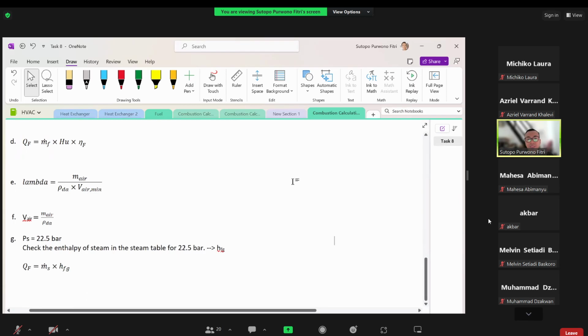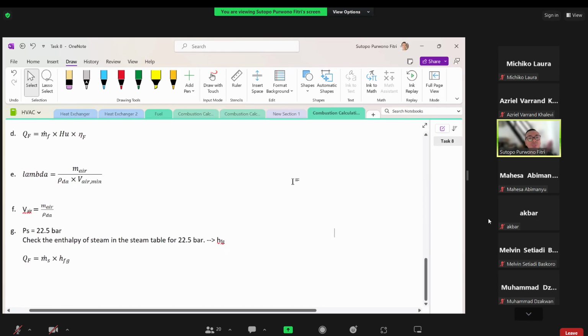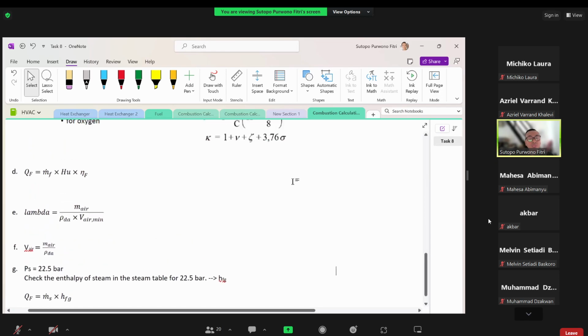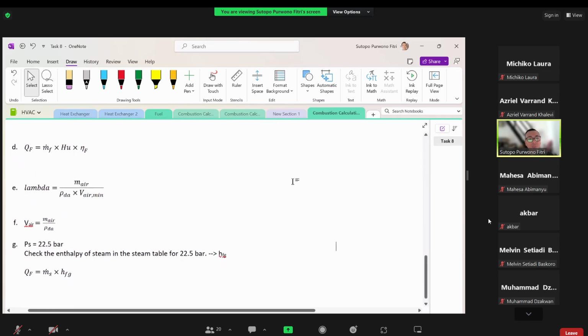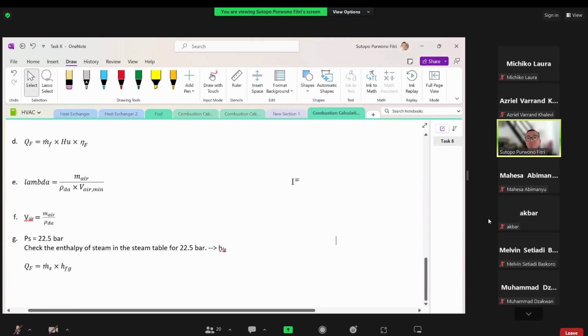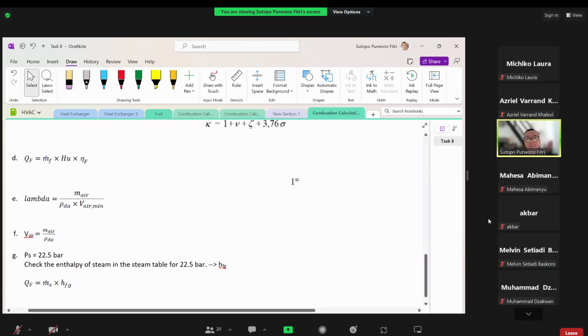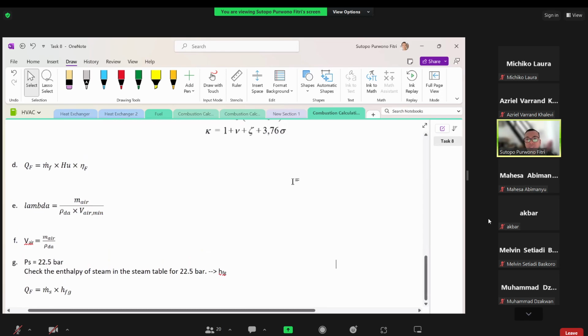Okay, I think it's not so difficult, but you need to check the requirement of data and constants. Also check the properties table. Okay. Any questions?